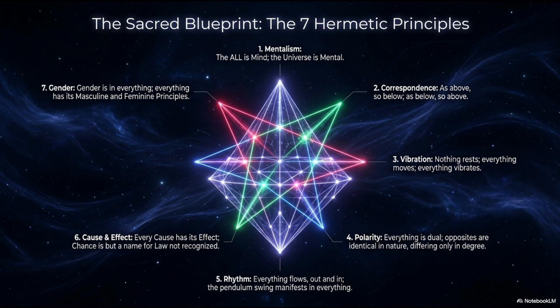And just to complete the foundational principles quickly, we have gender, which is the understanding that masculine and feminine principles are present in all creation. And the text is clear. This isn't about biological sex, right? Correct. It's about the energetic properties of assertion and receptivity, which are necessary across physical, mental, and spiritual planes for any true creation to occur.